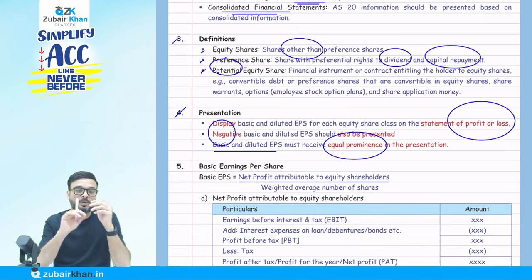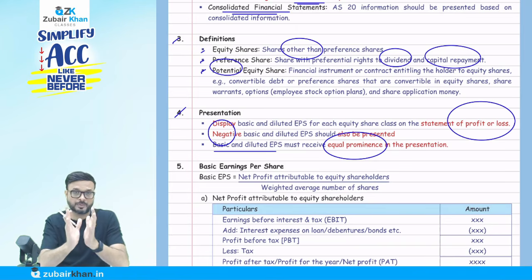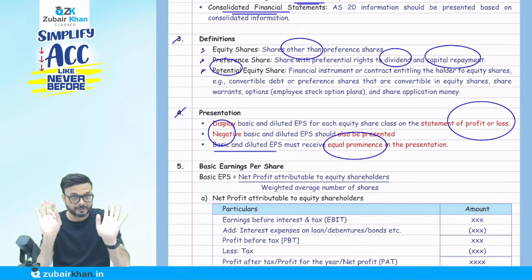We have to give equal importance to both of them, like the font size, and you can say the color as well. Everything should have equal prominence, the same for diluted and basic EPS. We cannot present them differently. Whatever it is, we have to disclose them and give them equal prominence.